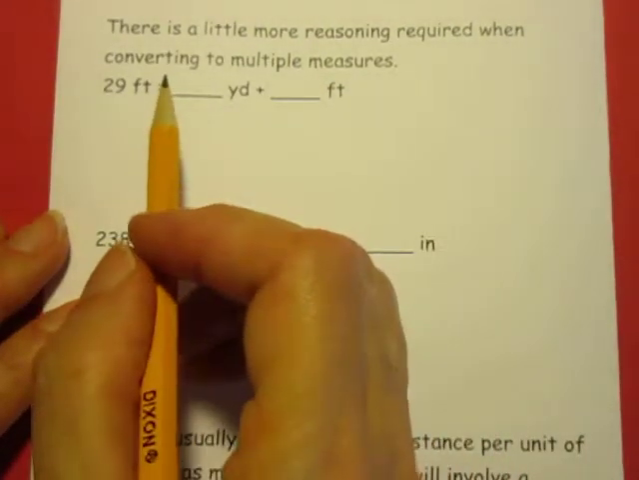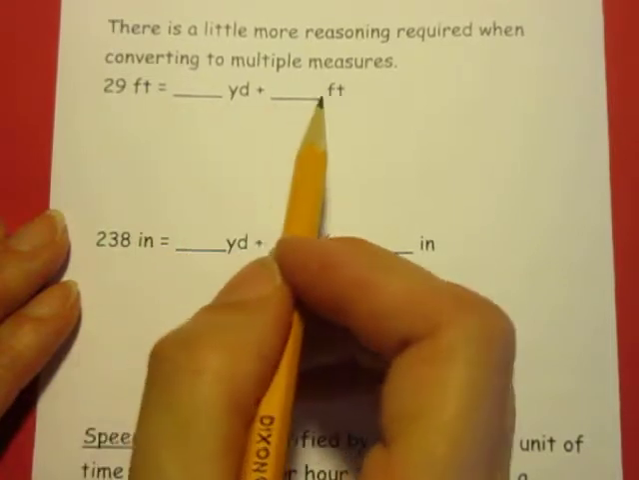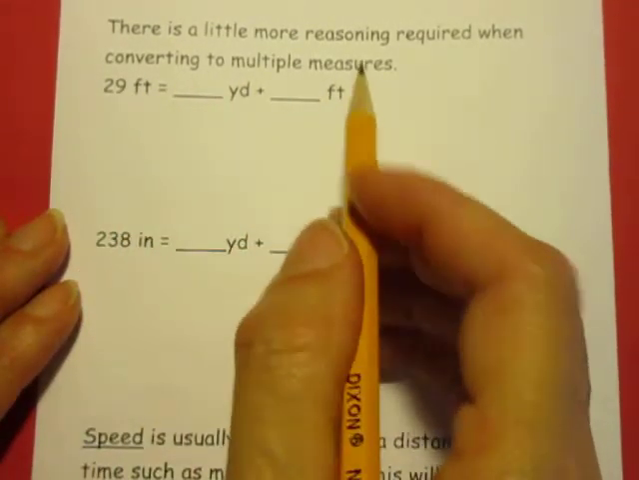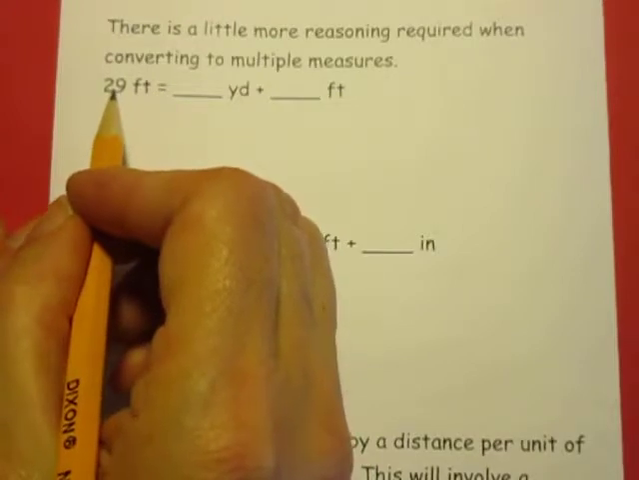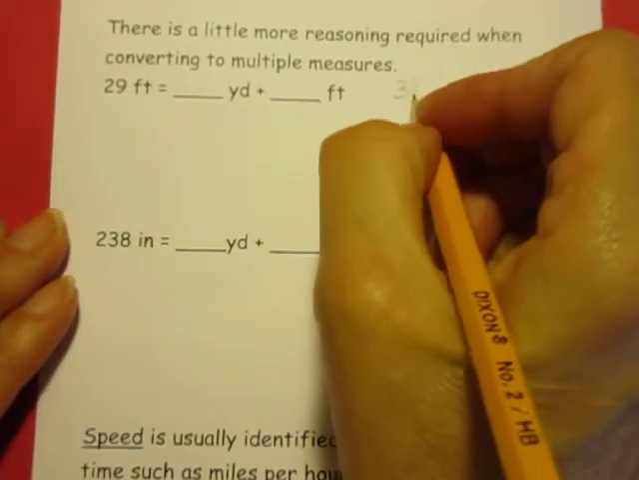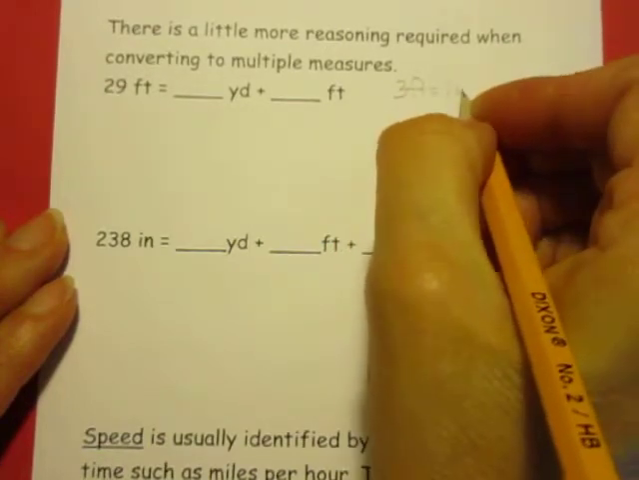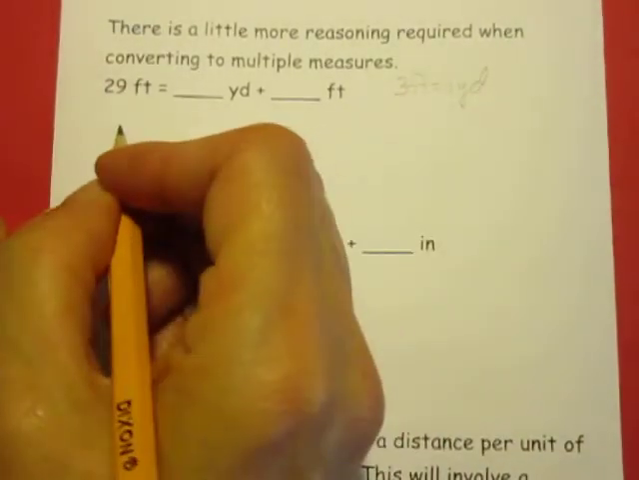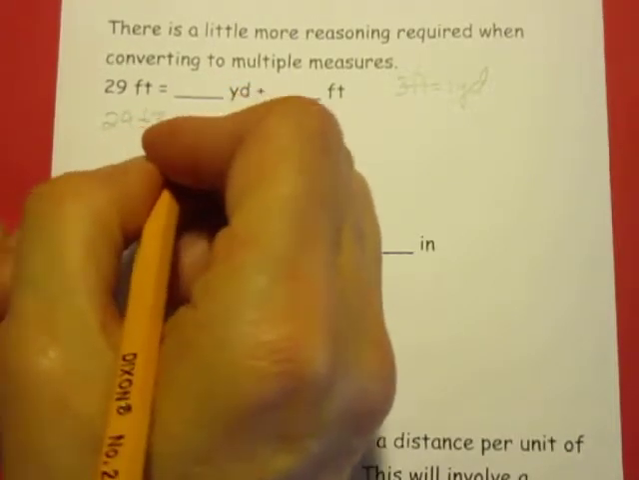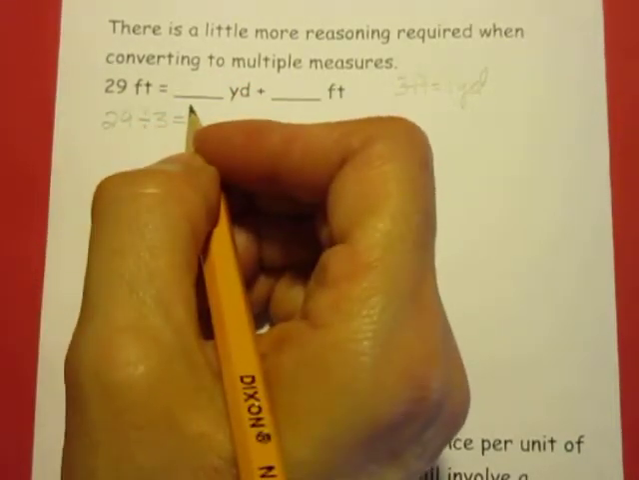Okay, we're going to convert from feet to yards and feet, and this is a case where you're converting from one measure to multiple measures. So we know that we need to start with the fact that 3 feet equal 1 yard. And so what we can do is say 29 divided by 3, and we calculate that.